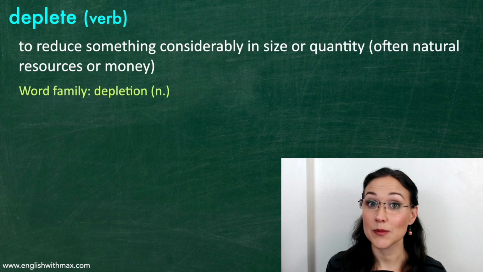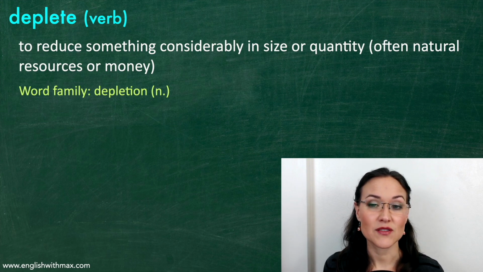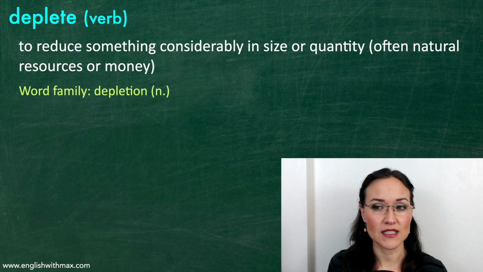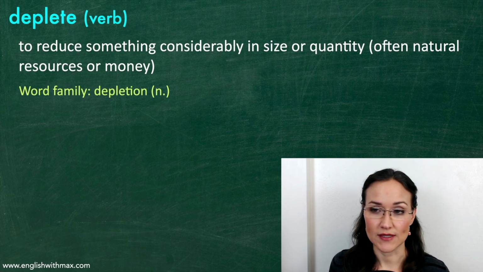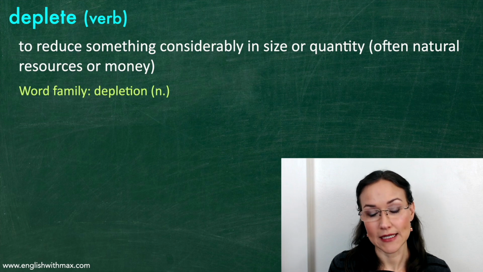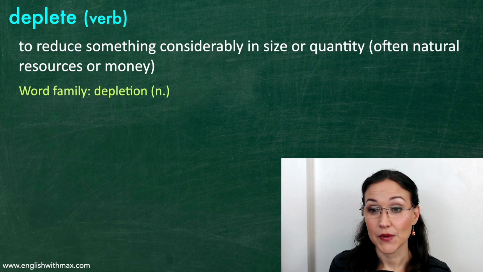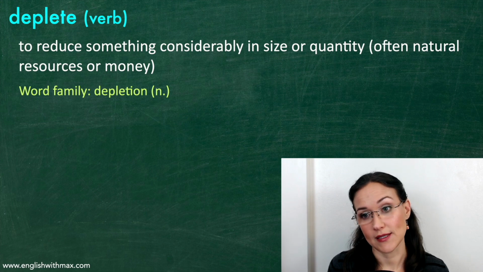Next we have deplete. Deplete. It's a verb. It means to reduce something considerably in size or quantity, often natural resources or money. The noun is depletion, which is the act of depleting something.